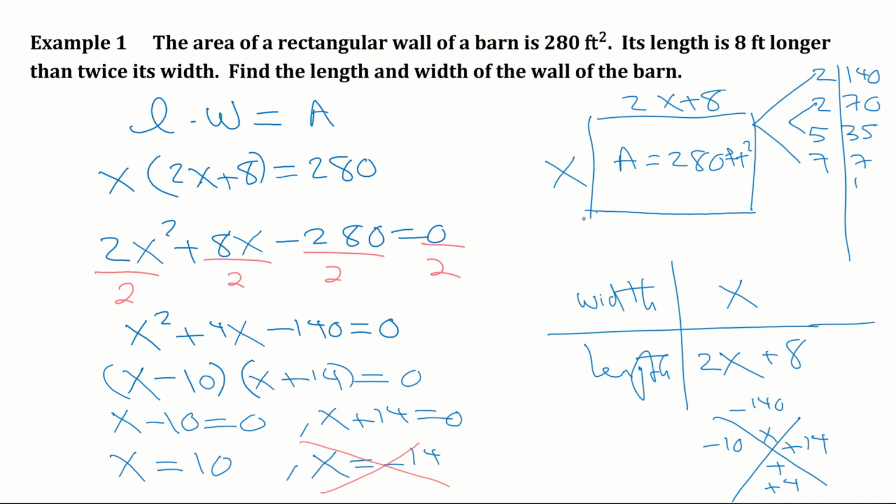So now if I just go back into this little table that I made, notice that I'm going to put 10 for x, so I know the length is just going to be 2 times 10, which is 20, plus 8, which is 28. And there we have it. So if we want to answer it properly, we'll say the length needs to be 28 feet and the width needs to be 10 feet, right? So we'll always put final answers with the proper units, okay?